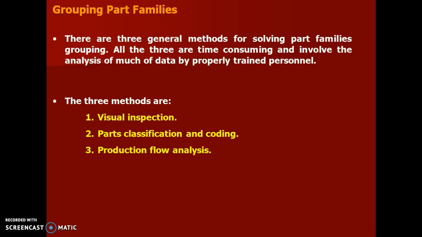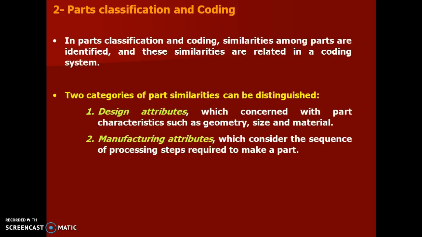So how are you going to group these components into a part family? Generally there are three methods involved. The first one is visual inspection. The second one is part classification and coding. The third one is production flow analysis. In visual inspection, you are going to visualize the component and then group it accordingly. In production flow analysis, you will be making use of the routing sheet. So in this class, we are concerned with the part classification and coding method.